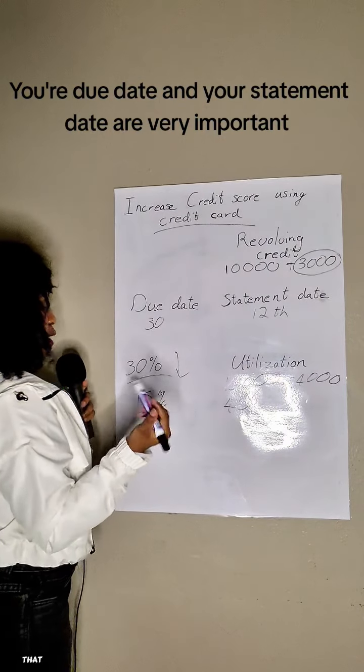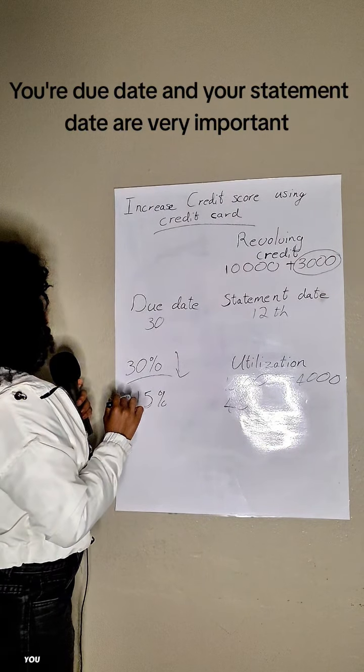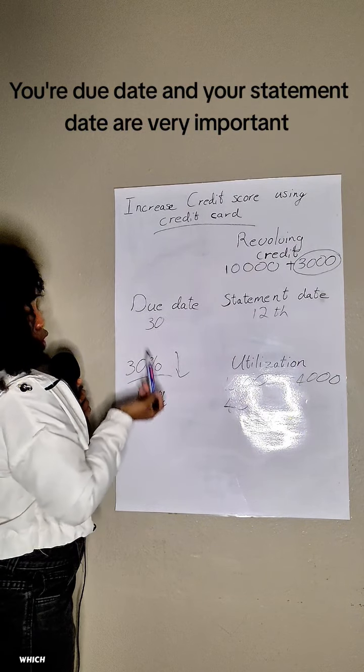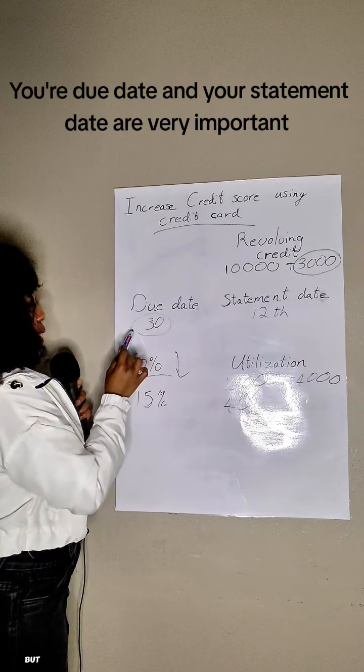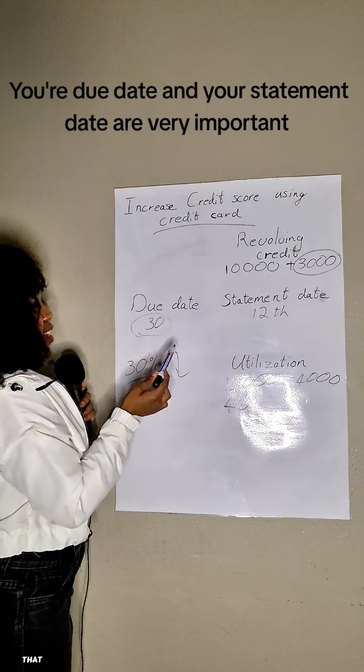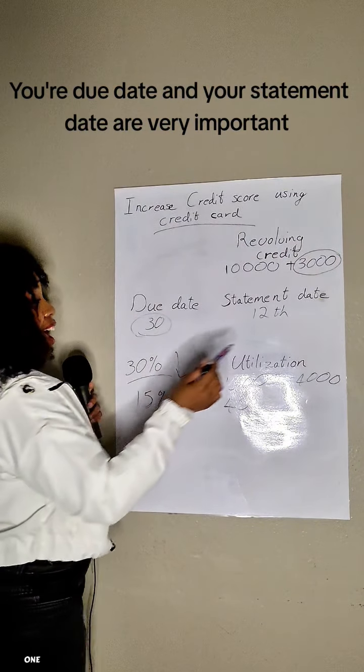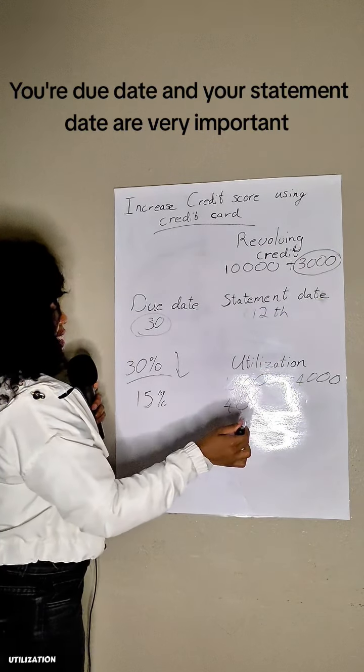So this is a part that confuses most people, right? You pay your credit card off on the due date, which is on the 30th. But the thing is that it does have a little bit of impact on your credit score, but this one has the biggest one. It's your utilization rate.